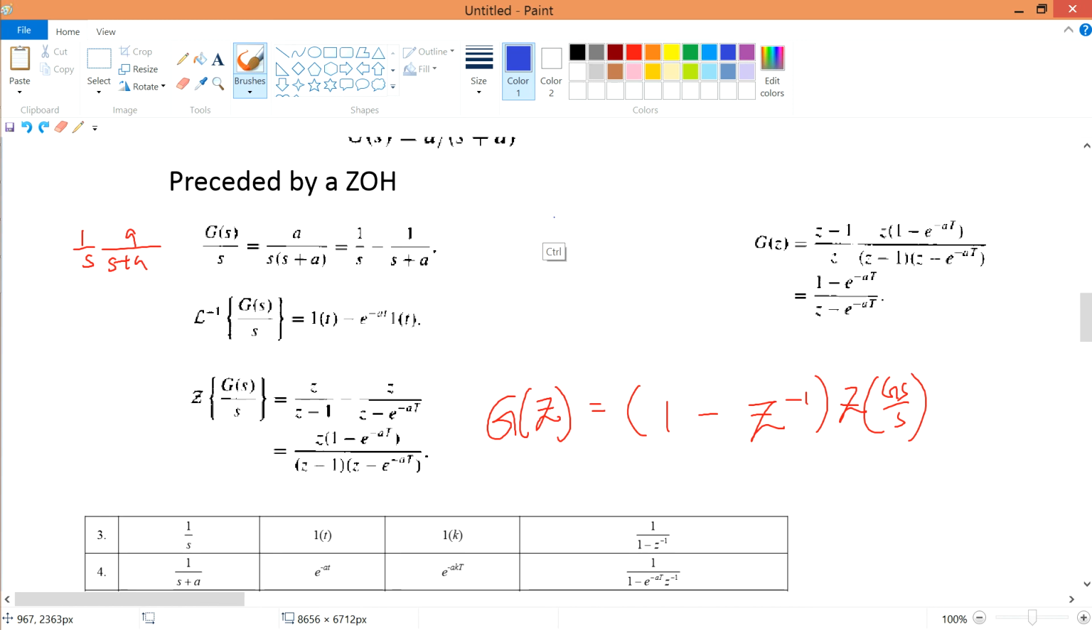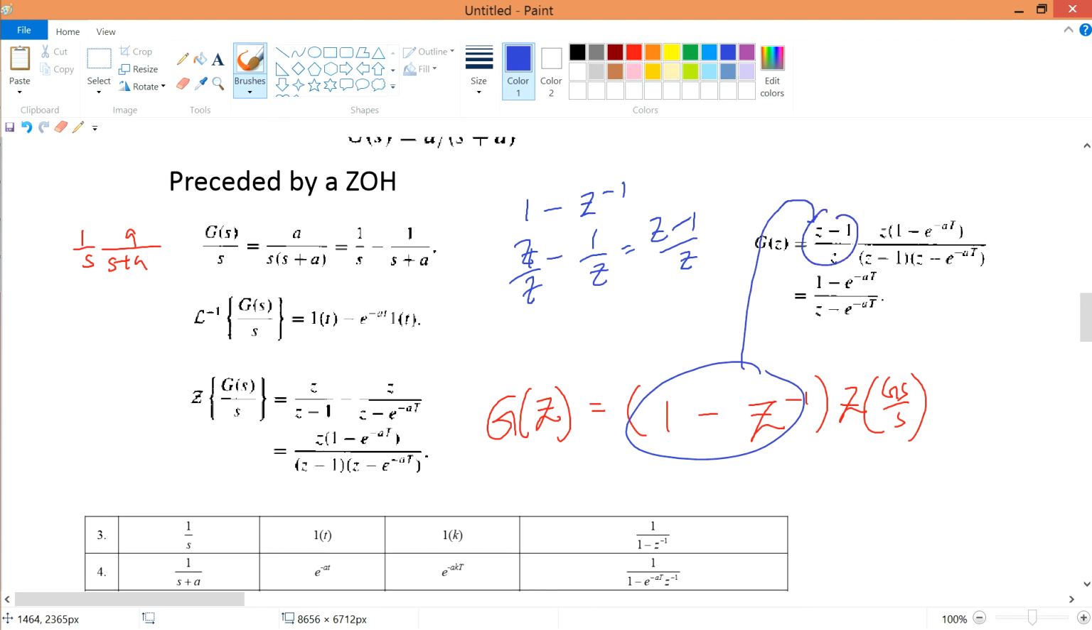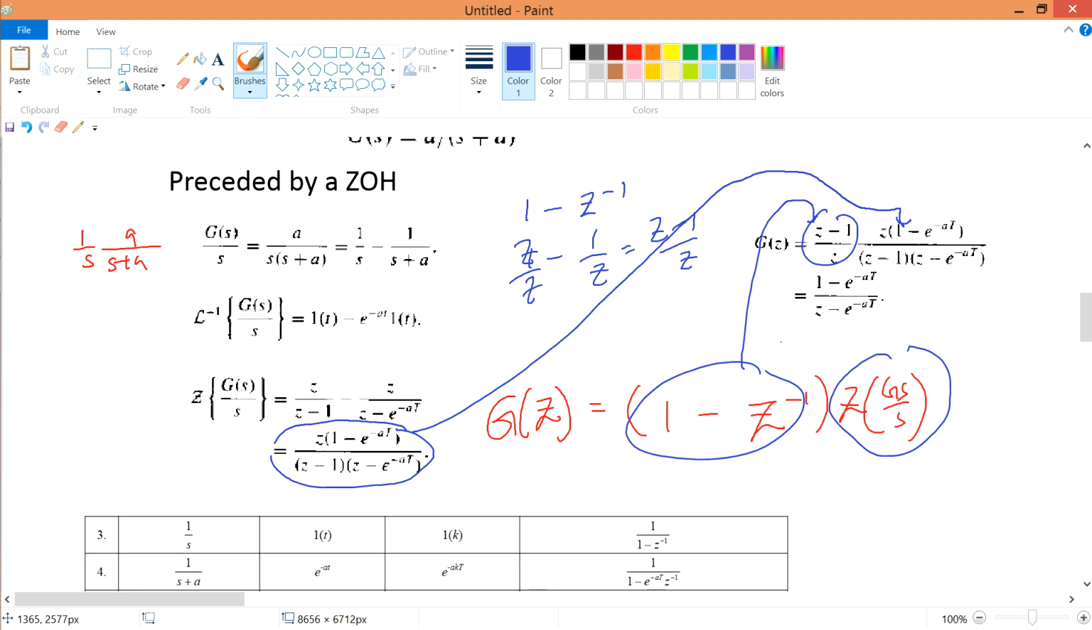If you don't believe me, it's 1 minus z to the minus 1, right? So it equals 1 minus 1 over z. If you rearrange, we know that 1 is z over z, because everything equals 1. So you have z minus 1 over z, which is this one over here. So this thing I've proved to you is this one over here. And this thing that we found previously, where we do a z transform of G(s) over s, you just bring it all over here. In other words, this thing is also this thing.